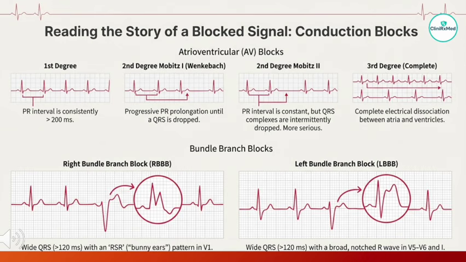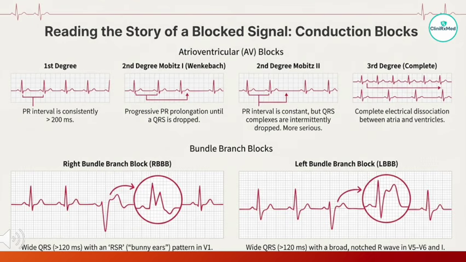1. The AV blocks, called traffic jams at the node. Think of the AV node as a bridge. The 3 degrees of heart block represent increasing levels of failure on that bridge. First degree block: here every signal gets across, but it takes too long. On the ECG, you see a PR interval greater than 200 milliseconds, 5 small squares. It is consistent and usually silent clinically.